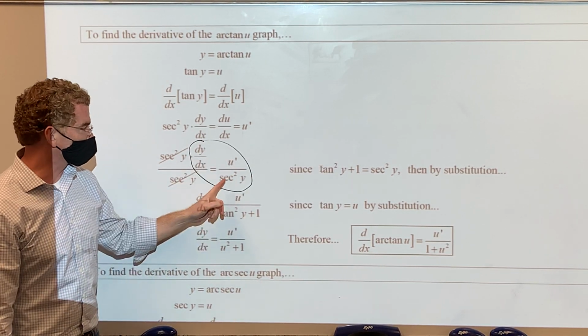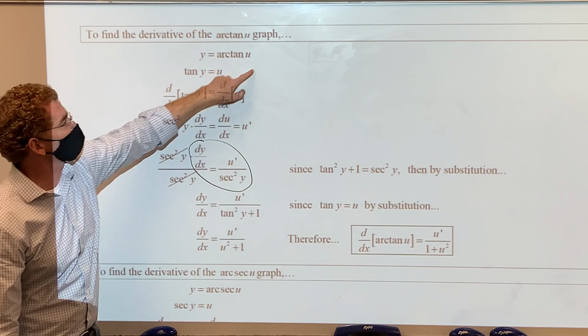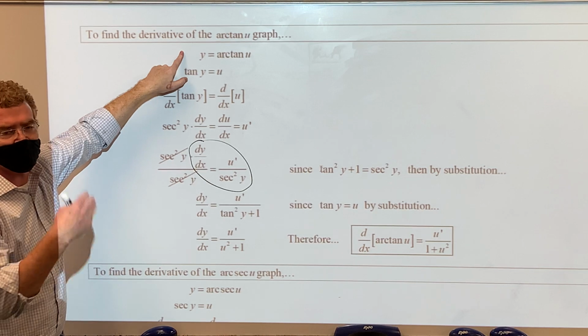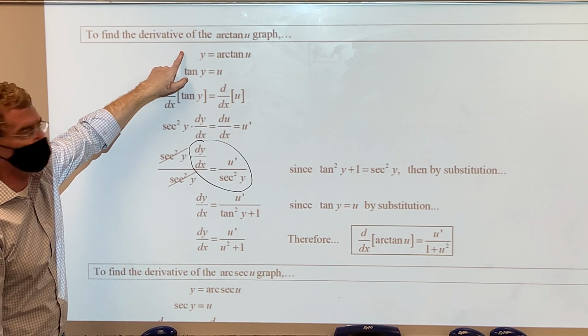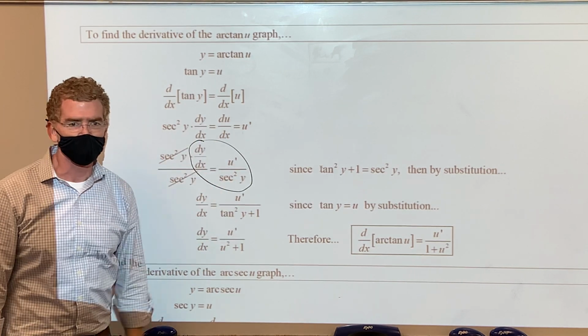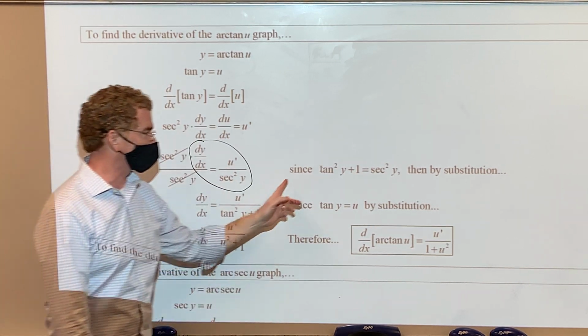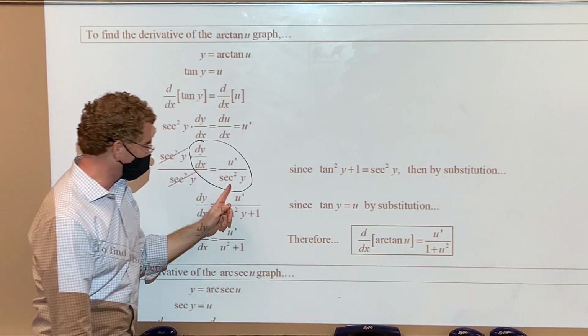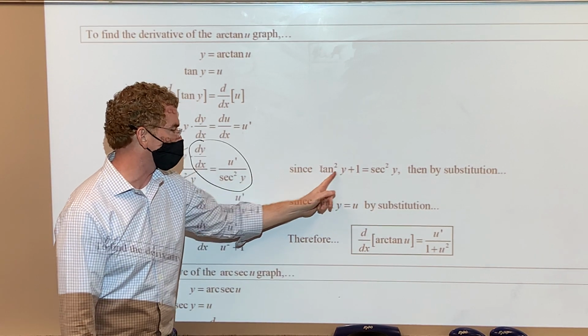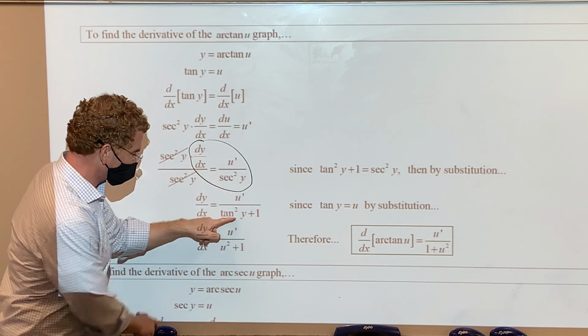Now, on this particular one, I didn't have anything given to me with secant, like before. Before I didn't have anything given to me with cosine. But I do have a tangent. So is secant and tangent related? Sure they are. Tangent squared plus 1 equals secant squared y. So I can replace the secant squared y with that. I don't even have to do any solving this time. So that goes in there.